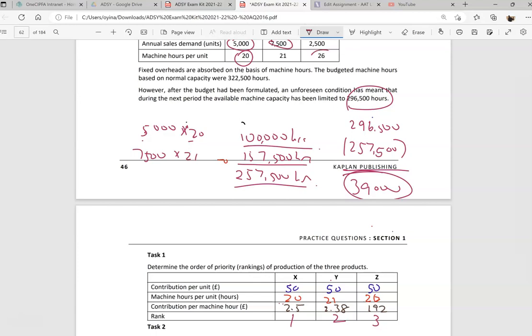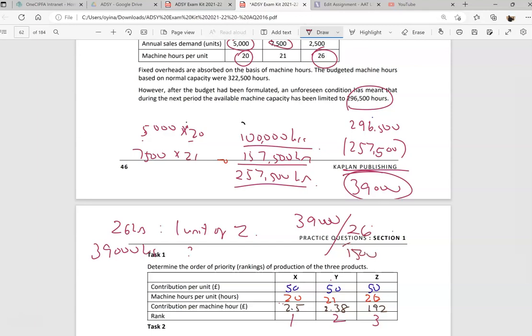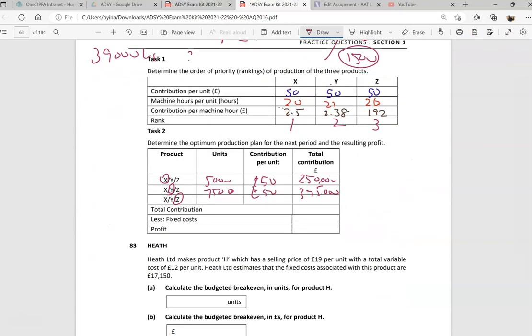Now it tells us here that it takes 26 hours to make 1 unit of Z. And therefore, if you have 39,000 hours, the question is, how many units of Z can you make? So I must therefore be dividing 39,000 by 26, right? 39,000 divided by 26 takes me to 1,500 units. So the maximum I can make is 1,500 units of Z, and the contribution per unit is also £50. So 1,500 times 50, that gives you 75,000.